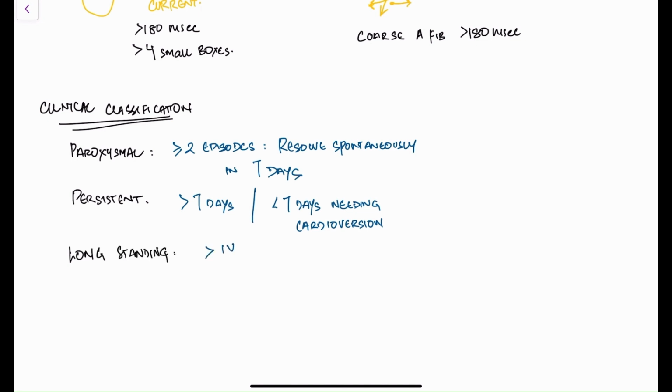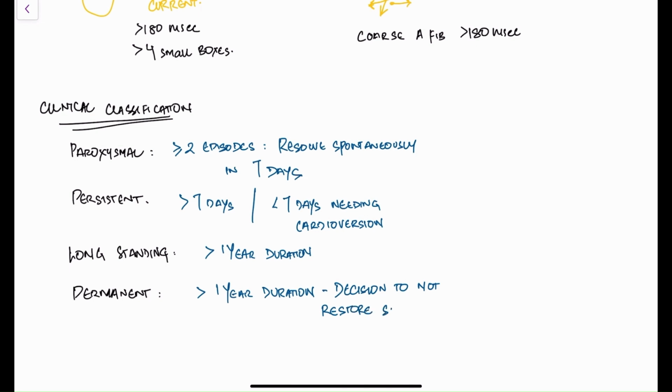Then we've got long-standing atrial fibrillation, which lasts for more than a year in duration. And then we've also got permanent atrial fibrillation, which lasts more than a year in duration, but there has been a clinical decision made to not revert it back to sinus rhythm.